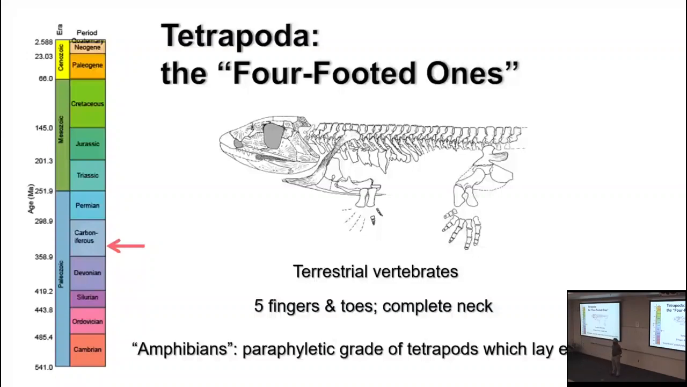But most of the early tetrapods would have been amphibian in the sense that they laid eggs in the water, but they lived at least some of their life on land unless they evolved to stay in the water.